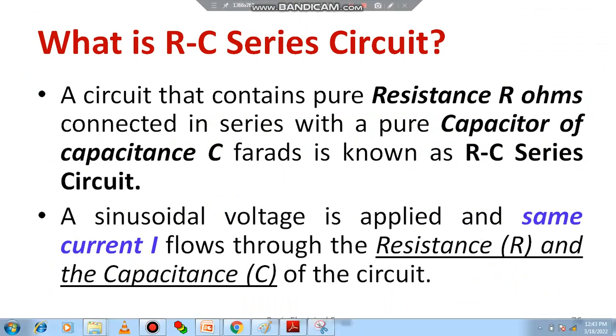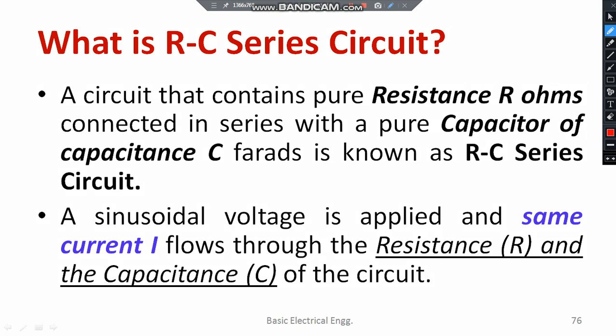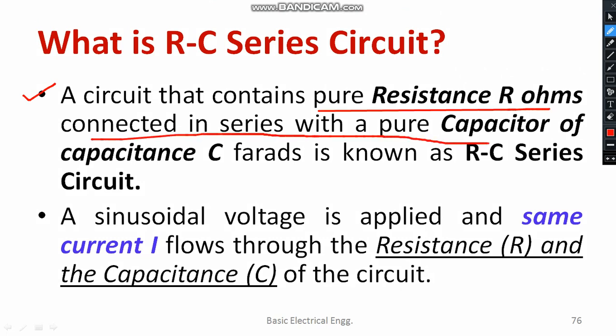First of all, we'll understand what we mean by a series RC network or a series RC circuit. A circuit that contains pure resistance R, in ohms, connected in series with a pure capacitor of capacitance C farads, is known as an RC series circuit. Simple, R and C both are connected in series.